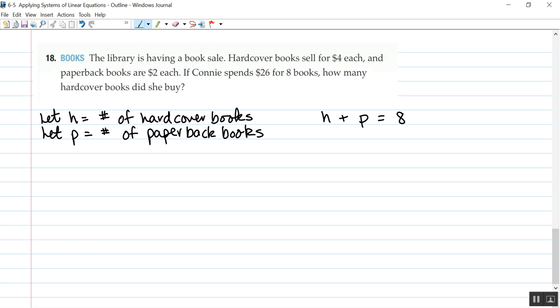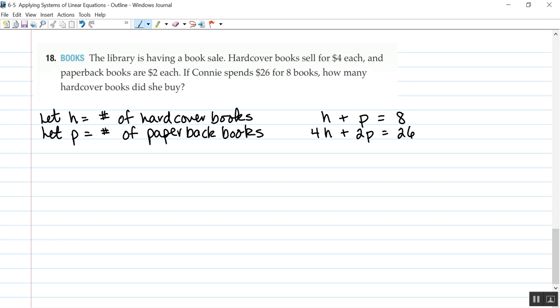Now, every hardcover book was $4. So $4 times the number of hardcover books plus, and every paperback was $2, $2 times the number of paperback books. And remember, that's money. And she spent a total of $26. Okay, so here we have our system of equations.